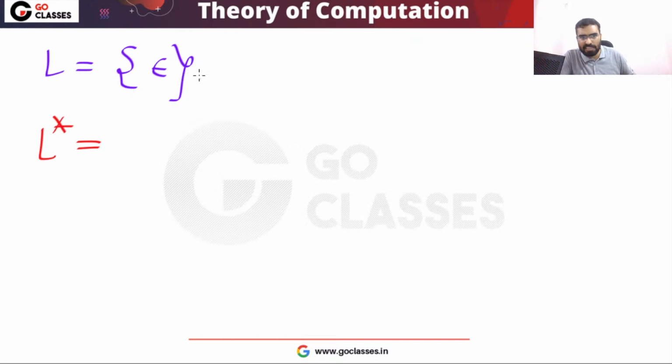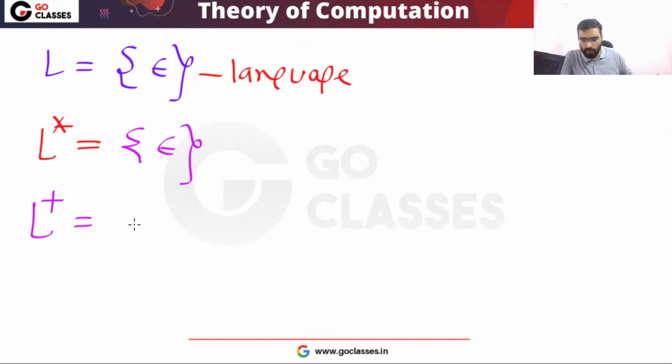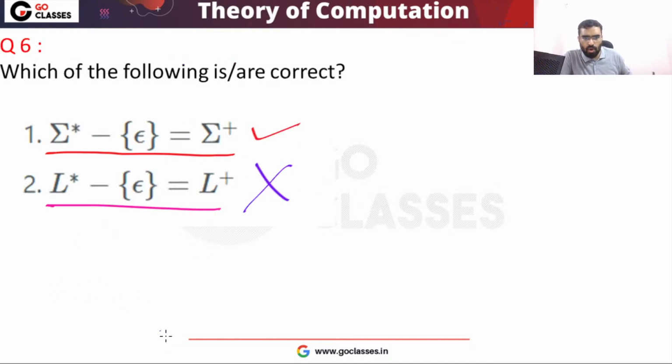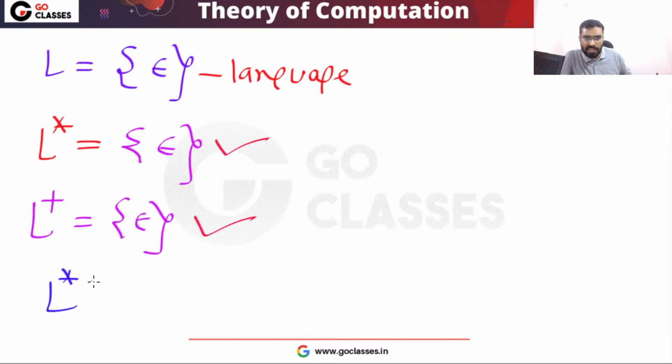If your language is this, the set containing empty string, you can notice this is a language. Then L star will also be this. Now you tell me, what is L plus? L plus will also be this. You can notice this statement is wrong, because now you tell me, from L star, if I remove the set containing empty string, then what will I get? This is your L star.